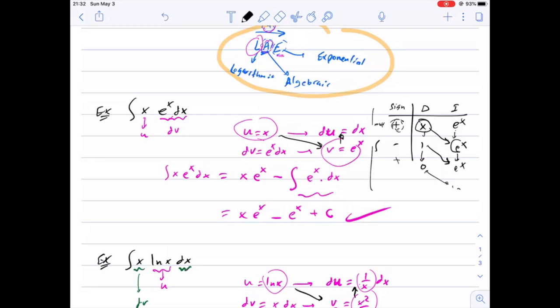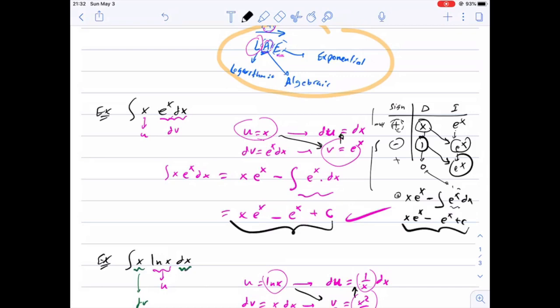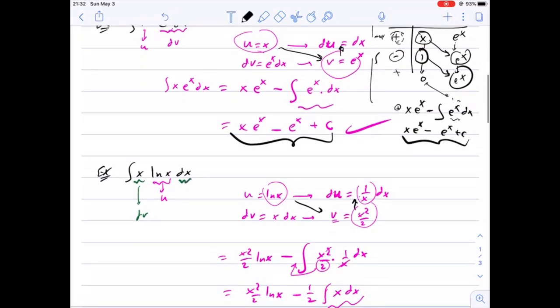We multiply x times e to the x, this is positive, and then negative the integral of this times this, 1 times e to the x, which is e to the x. And then we continue: e to the x minus the integral of e to the x, which is just e to the x plus c. As you can see, we obtain the same answer. You can use this technique for any problem that is involved in this section.